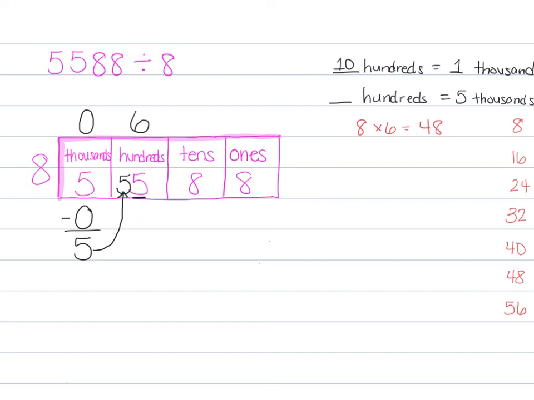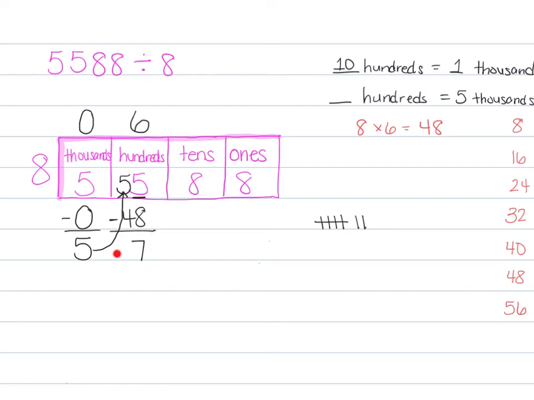6 times 8 is 48. When we put 6 in each group, we will use 48 hundreds. All right. 48 taken away from 55. I think it's easiest to count up. 48, and we're going to count up to 55. 49, 50, 51, 52, 53, 54, 55. That was 7. So there's 7 hundreds that are left over. Wow. All right. So now we have 7 hundreds that are left over.